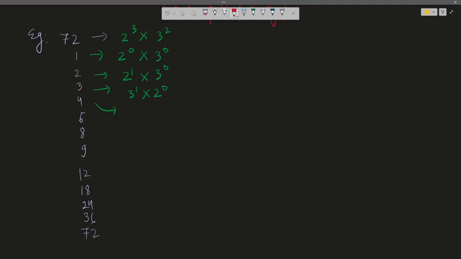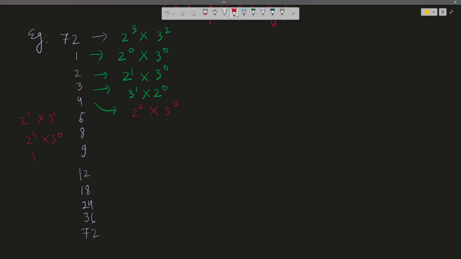I'm writing down the factors, expressing them in prime exponents because in the prime factorization of 72 we only got the two prime numbers, which are 2 and 3. So 4 can be expressed as 2 to the power 2 into 3 to the power 0. 6 can be expressed as 2 to the power 1 into 3 to the power 1. 8 can be expressed as 2 to the power 3 into 3 to the power 0.